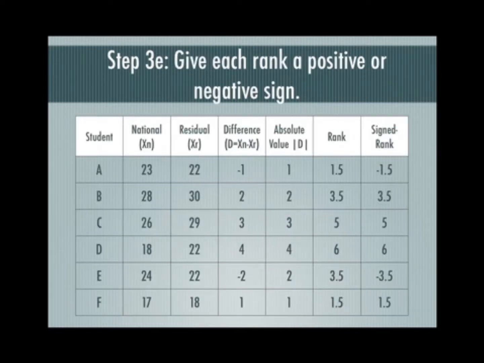For section 3E, we need to give each rank a positive or negative sign according to the sign in the difference column. According to our table, we only had two differences with a negative value, so we will change those ranks from positive to negative. From student A to F, our signed rank column will read -1.5, 3.5, 5, 6, -3.5, and 1.5. And this kind of gives you a caption of all of the different steps that we have taken in this section.